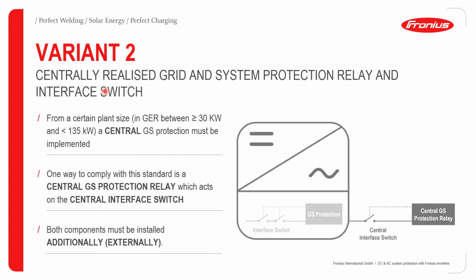For variant 2, we have a centrally located GS protection relay, which also has a central interface switch. For certain plant sizes, typically between 30 to 135 kilowatts, a central GS protection device must be implemented. And this is how it is implemented. The central GS protection relay acts on a central interface switch that protects the inverter. Both components are installed externally.